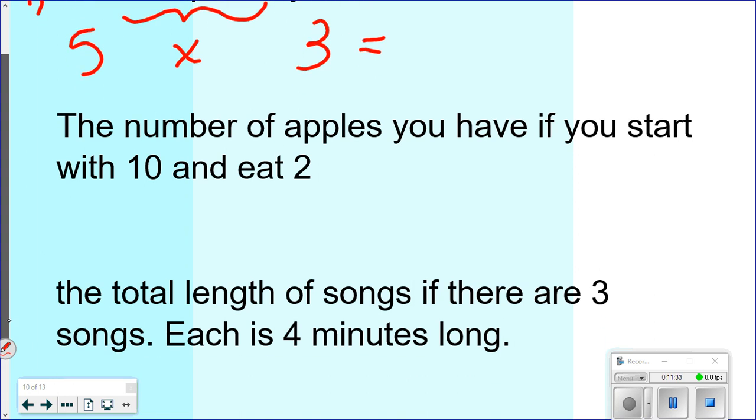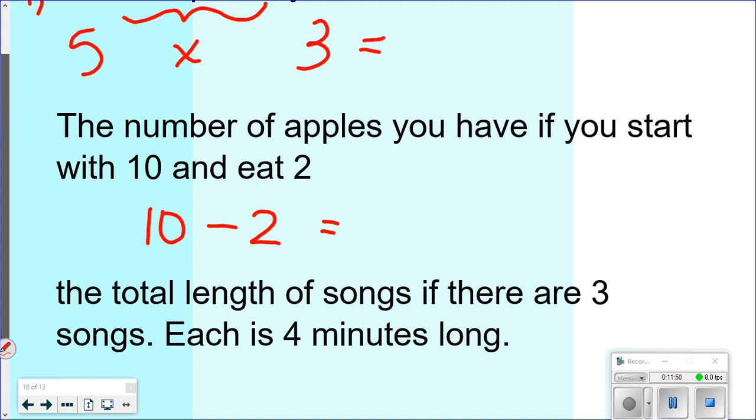The next one is the number of apples you have if you start with 10 and eat 2. Well, think, if you have 10 apples and you eat 2, what would that expression look like? Well, if you have 10 and you eat 2, what really happens to that 10? 2 go away. That's what your expression looks like.